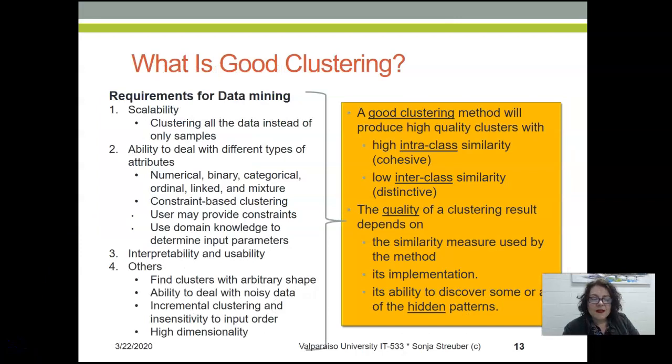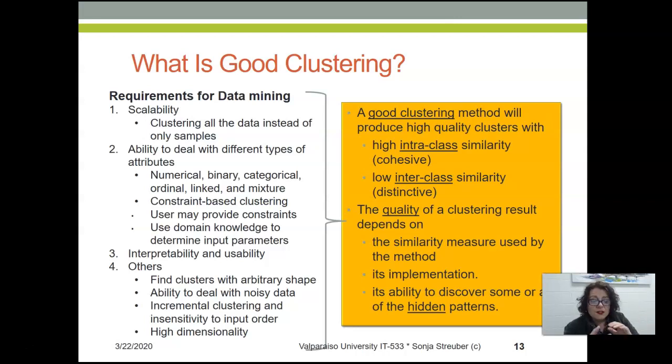So what can we expect from a good clustering algorithm? Well, first of all, we want our clustering algorithm to be scalable, which means we really want it to analyze all the data in our data sets rather than a sample, which is what we used in a pinch for our classification. We also want our clustering algorithm to be able to deal with all types of attributes, not just numeric, but numeric and nominal and categorical and all of those, right?